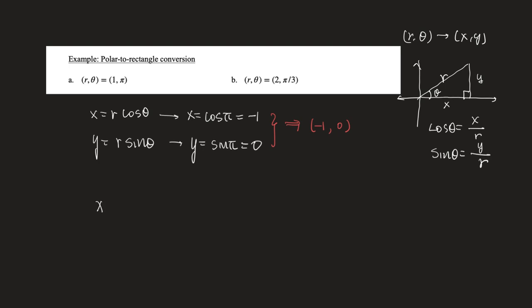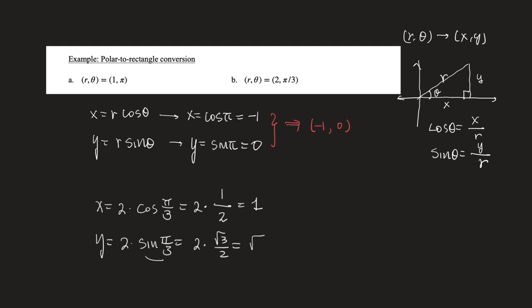For the second one, x is 2 cosine pi over 3. 2 times cosine pi over 3, which is 1 over 2, is 1. Y is 2 sine pi over 3. Sine pi over 3 is square root of 3 over 2, so that's square root of 3. So the rectangular coordinate for this point is 1 and square root of 3.